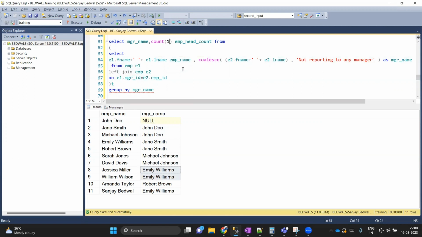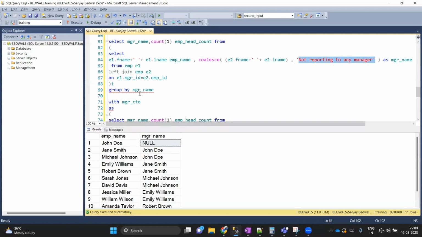Here I'm also doing one thing. For manager name where we have a null value, I'm replacing that null value with a constant string, not reporting to any manager. In order to do that, I'm using a coalesce. As you already know, whenever coalesce finds any null value, it will replace that null value with the value which we provide on the right hand side of it.